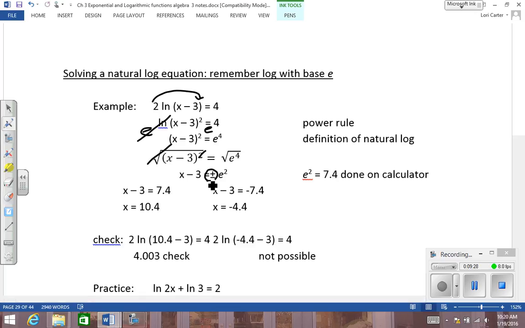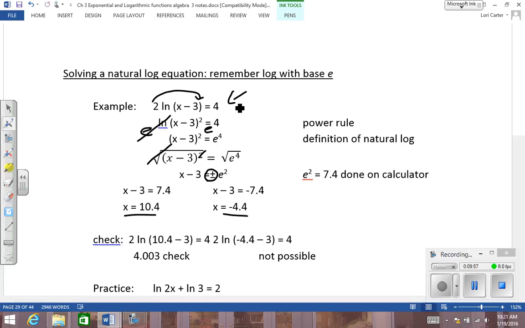Probably not. All right, so I do e squared on my calculator, and you're going to get 7.4. So e squared is the number 7.4. Good so far. Okay, I have to do the positive and the negative. So now I just add the 3 to both. I've got 10.4 and negative 4.4. I have to plug these into my original. Without even doing the work, which one will not work? Negative. Why?